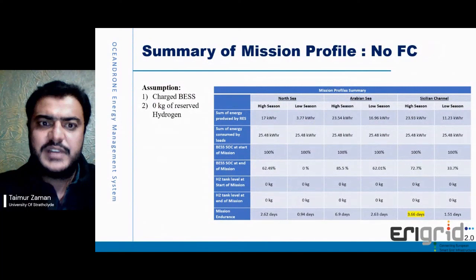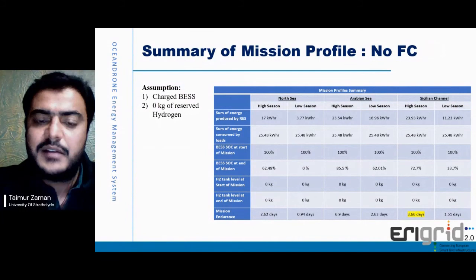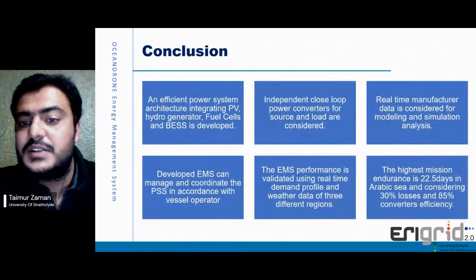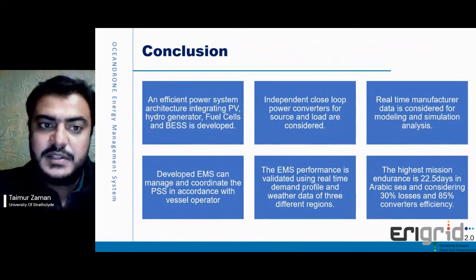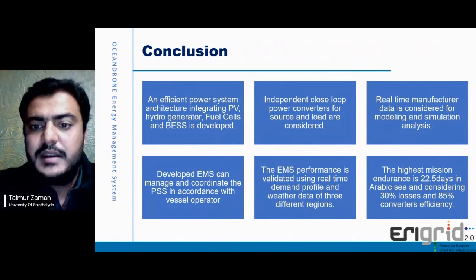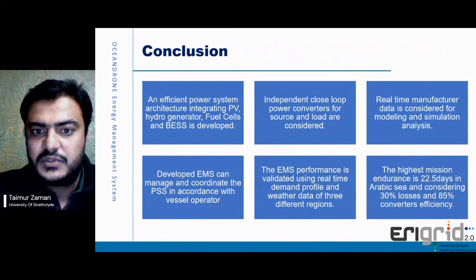Such systems exist, and by coordinating with fuel cells, it actually increased to 17 days of mission endurance. That is what we are increasing further by including a control system. In conclusion, an efficient power system architecture integrating PV, fuel cells, and BSS was developed. An independent control loop was developed, and real-time manufacturer data was used for all these investigations and analyses. The highest mission endurance achieved was 22 days.